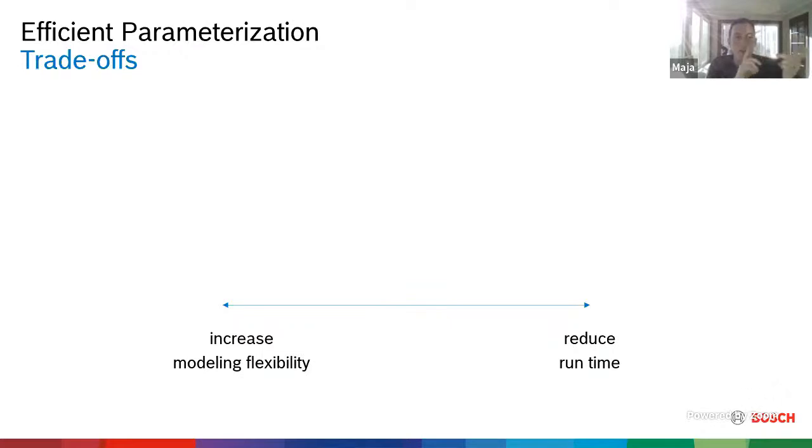So what I will discuss now is a strategy for how to increase modeling flexibility without hurting runtime too much. And then I will discuss a way to parameterize the CRU that reduces runtime without hurting the modeling flexibility too much.